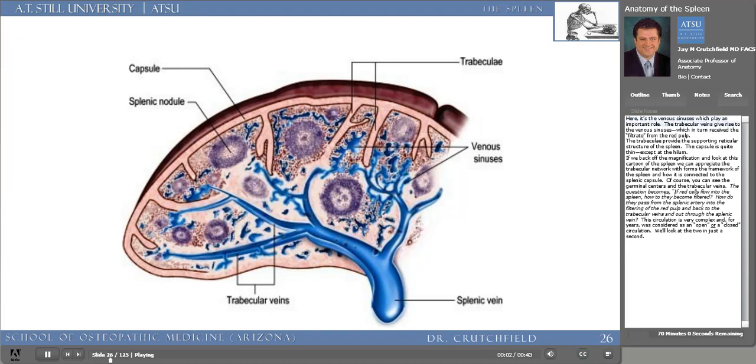If we back off the magnification and look at this cartoon of the spleen, we can see the trabecular network, which forms the framework of the spleen and how it's connected to the capsule. Of course, you can also see the germinal centers and the trabecular veins. The question becomes, if red cells flow into the spleen, how do they become filtered? How do they pass from the splenic artery into the filtering of the red pulp and back into the trabecular veins and out through the splenic vein? This circulation is very complex and for years was considered to be either an open or a closed circulation. We'll look at the two in just a second.